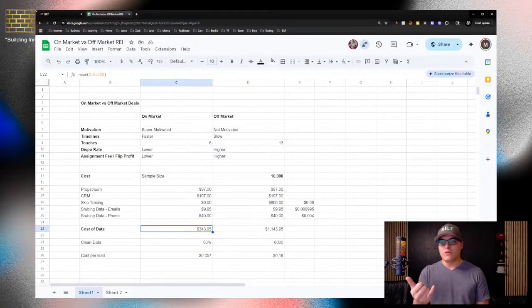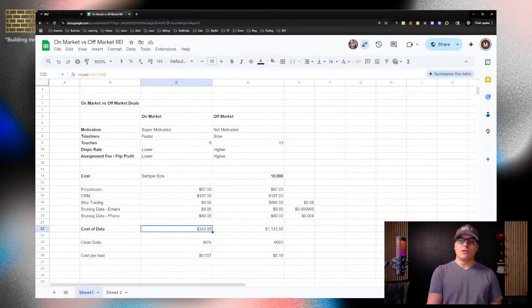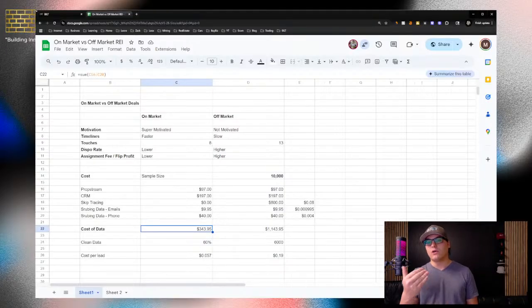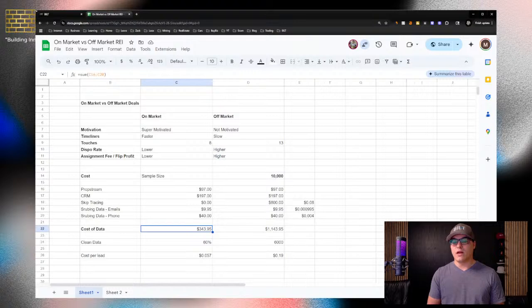If you're not comfortable being on the phones, that means your close rate's going to be lower. That means you're going to need more data. That's going to mean you're going to need more follow-up. You're going to need more systems, whatever, to make up for your lack of conversation skills. So do keep that in mind.